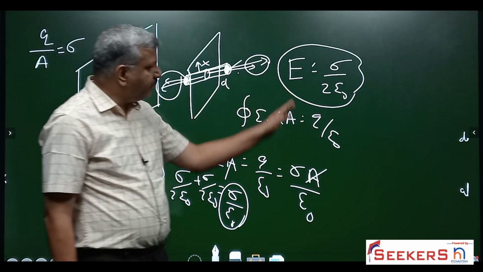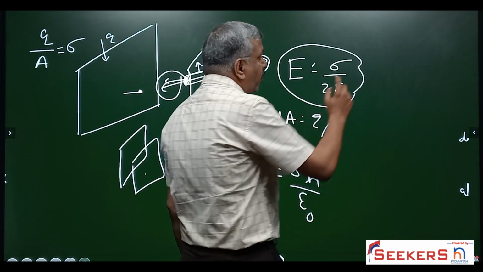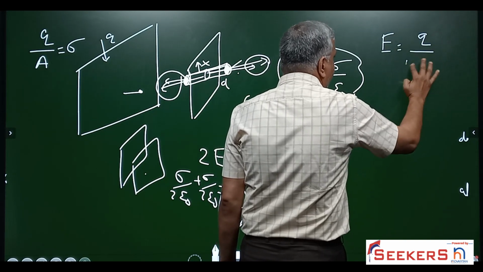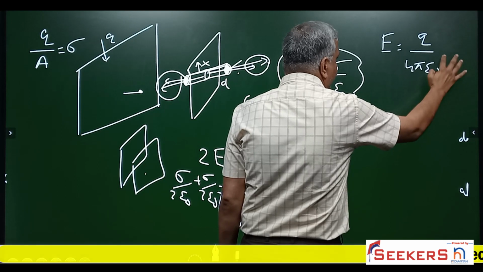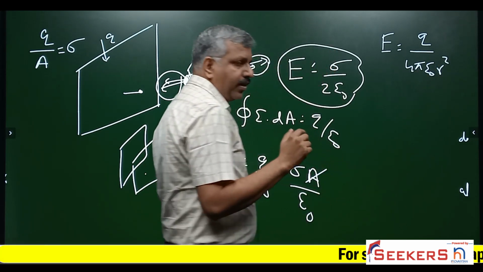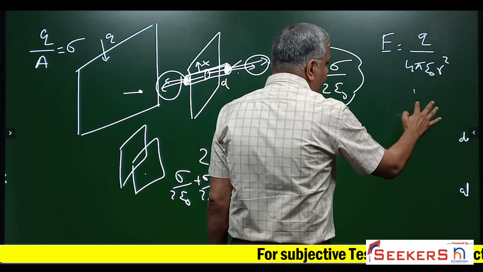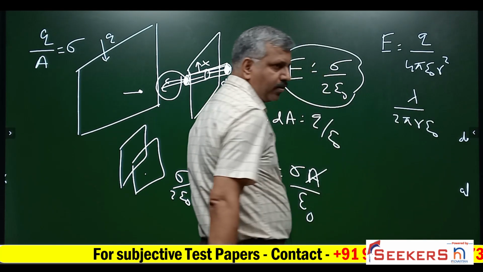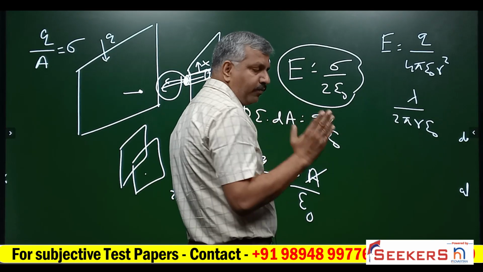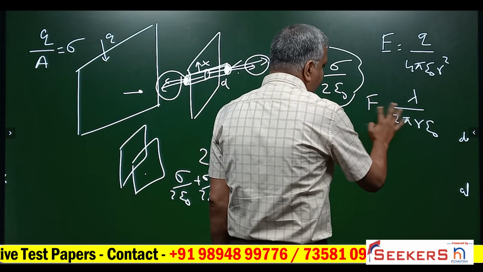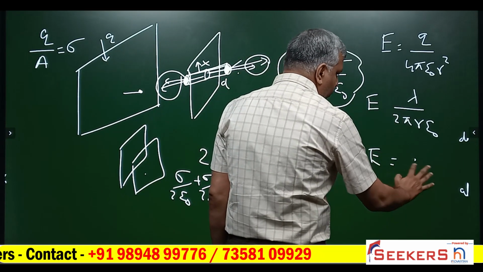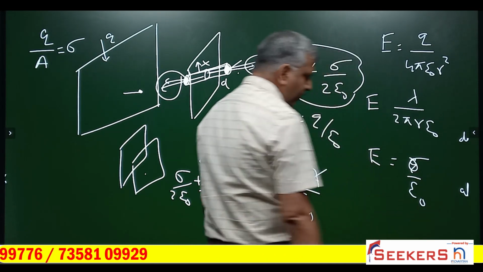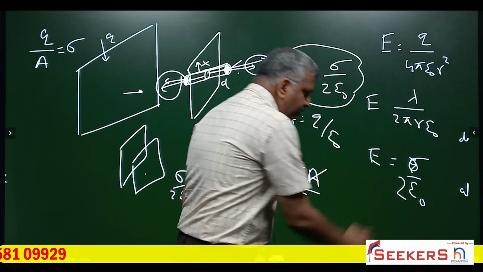An important thing, remember, when we were doing point charge, the electric field is equal to Q divided by 4 pi epsilon naught R squared. When we were working with a line charge, the electric field became lambda divided by 2 pi R epsilon naught. Now when we are discussing it with a plane, the electric field E is equal to simply sigma divided by epsilon naught, or rather 2 epsilon naught.